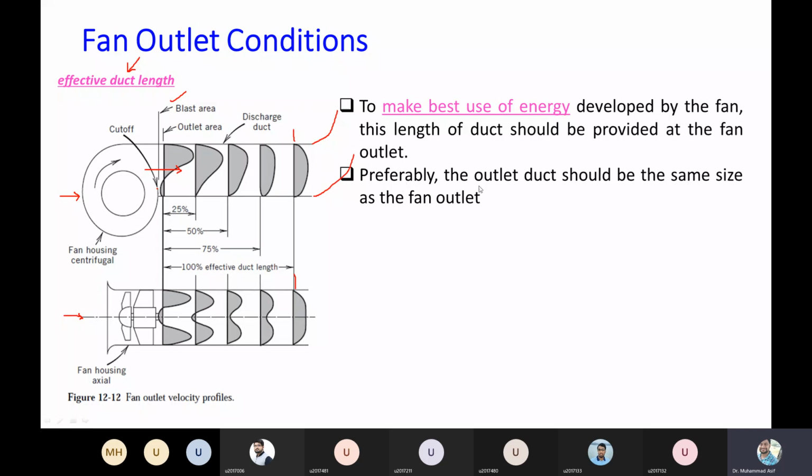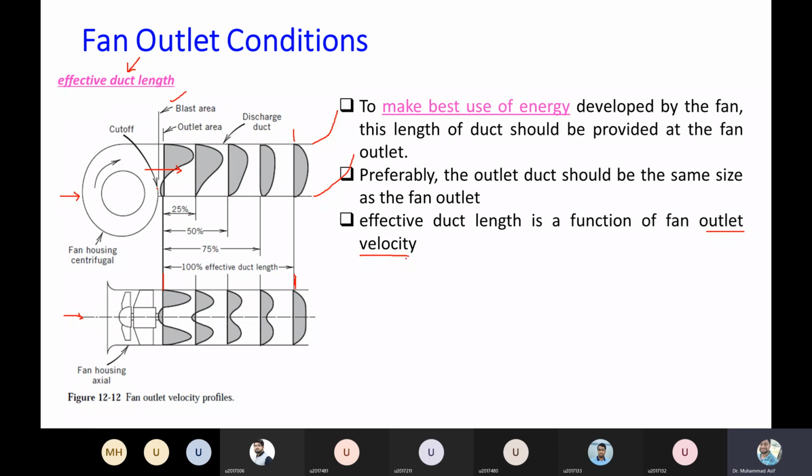Preferably the outlet duct should be the same size as the fan outlet. So this is the fan outlet, and the outlet duct should have the same size, right? This is ideal. The effective duct length is a function of the fan outlet velocity. How do we calculate it? For example, what should that effective length be? That effective length is a function of the outlet velocity.